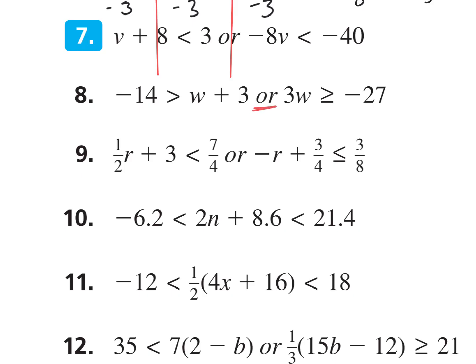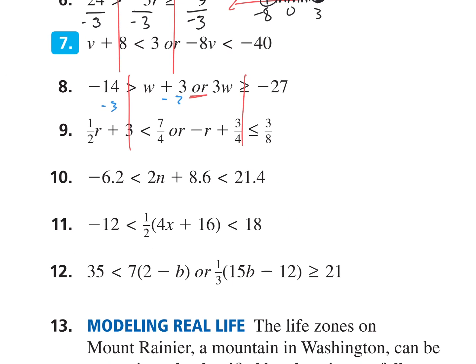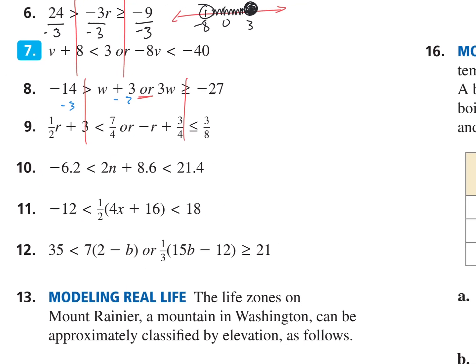We have an or. So we're just going to treat both of these separately. So here we go. We are going to subtract 3, and I'm going to scooch over here so I can see this. We get -17 is greater than W. I prefer to write it the other way around because I just like my variables on the left. Feels a little bit better, communicates a little bit better, and that's my opinion, that's my habit. I'm going to divide by 3 on this one, divide by 3 on this one, and I get W is greater than or equal to -9.